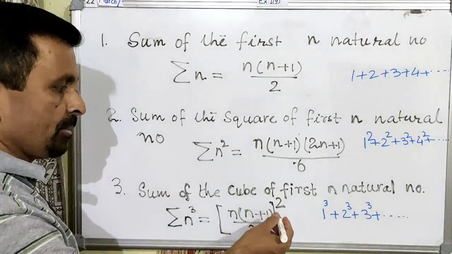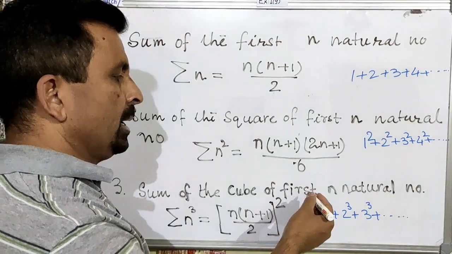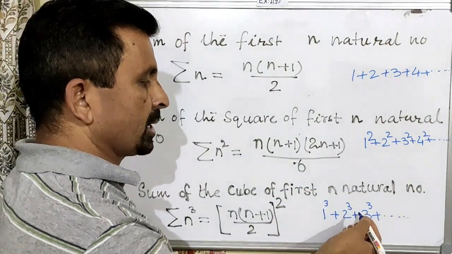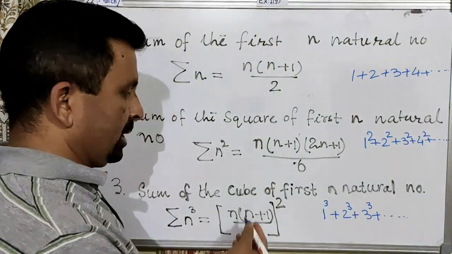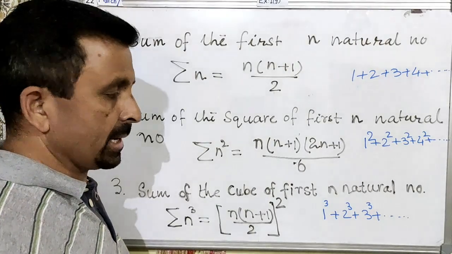Is this very clear? So by using this formula, we will be able to calculate the sum of the cubes of any number of natural numbers. If you want to find out the sum of the cubes of 10 natural numbers, you can use this formula, and then the value of n will become 10. Hope this is very clear.